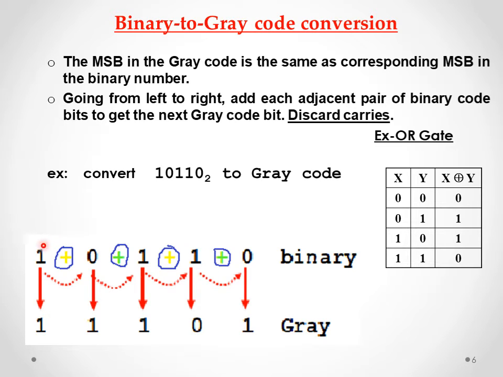So 1 exclusive OR 0, the result is 1. Next, again this bit exclusive OR 1. So 0 exclusive OR 1, the result is 1. Then 1 exclusive OR 1, the result is 0. Then here 1 exclusive OR 0, the result is 0. This is the way we can convert binary bits to gray bits. So we are using exclusive OR gate operations. This is the truth table for the XOR gate.